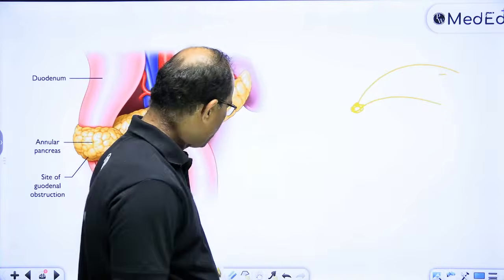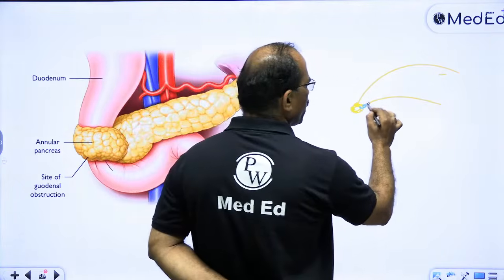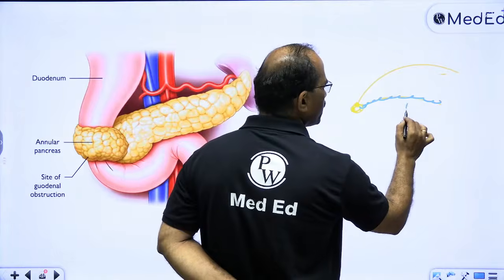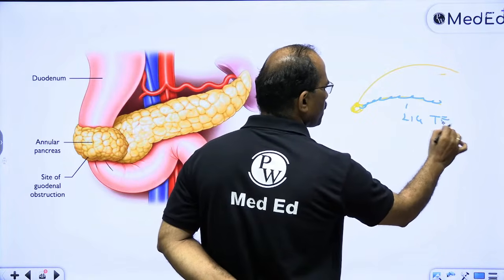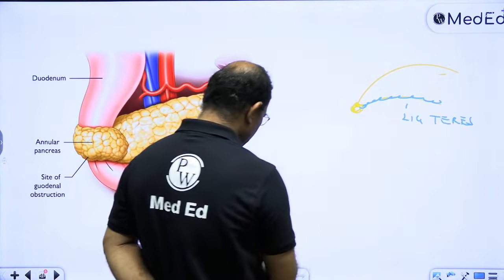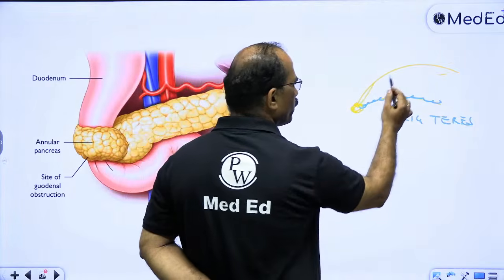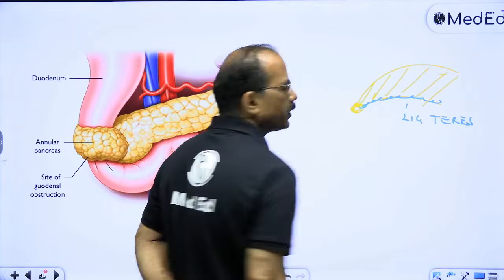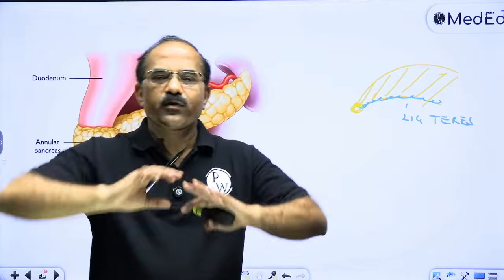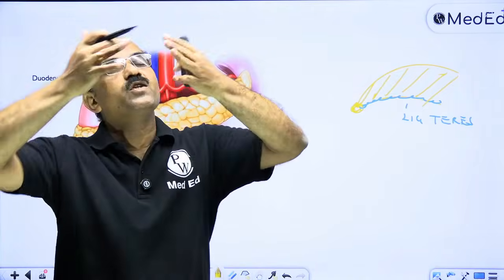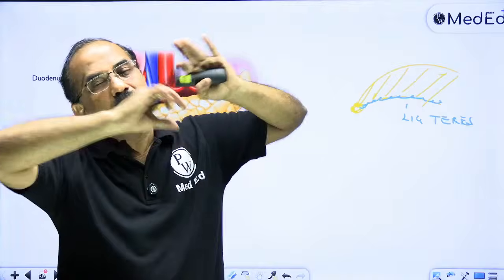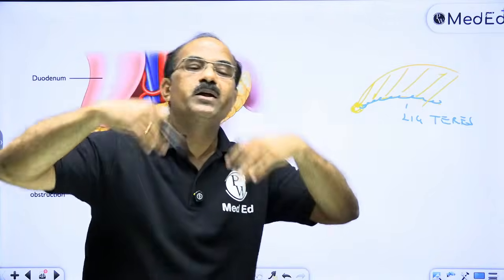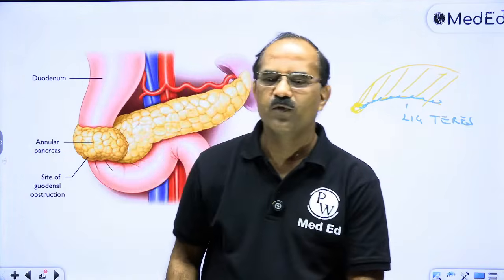And the lower border of falciform ligament contains what? The lower border of falciform ligament contains the ligamentum teres. समझ में आया? तो falciform ligament is a fold of peritoneum which extends from the umbilicus to the liver, and the lower border of falciform ligament contains the ligamentum teres. Fine.